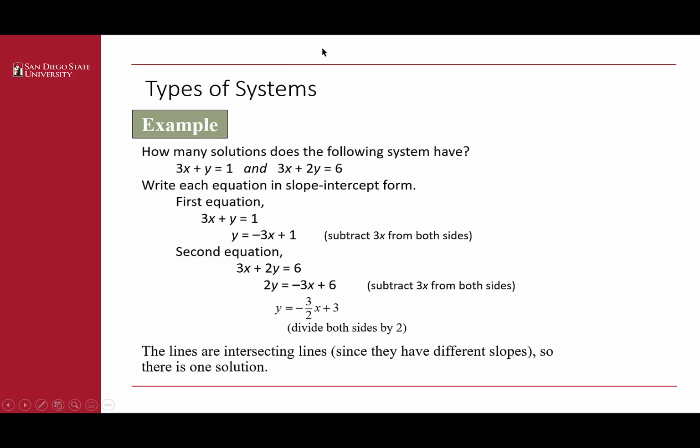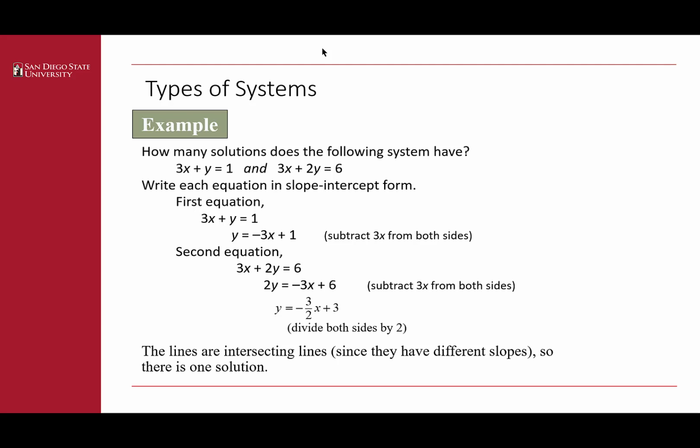Another question is coming. How many solutions does the following system have? We again have two functions, two equations, and two variables: 3x plus y equals 1 and 3x plus 2y equals 6. We will write each equation in the slope-intercept form. The first equation becomes 3 times x plus y equals 1. Then we can leave y alone on the left-hand side and move 3x to the other side.